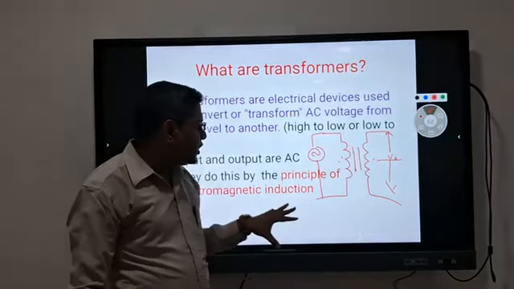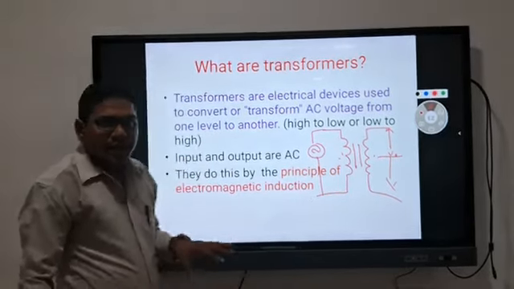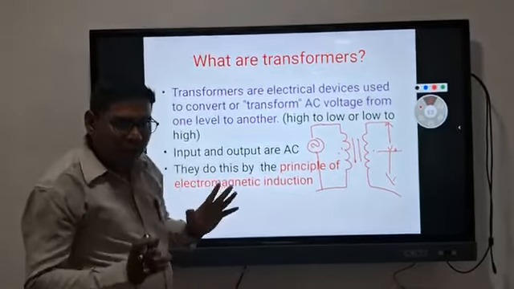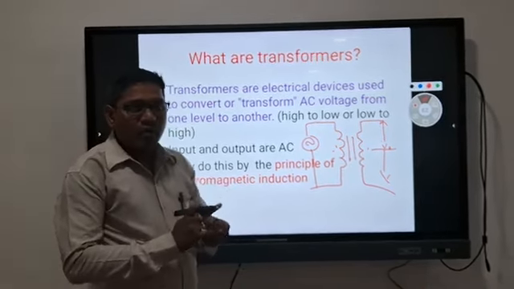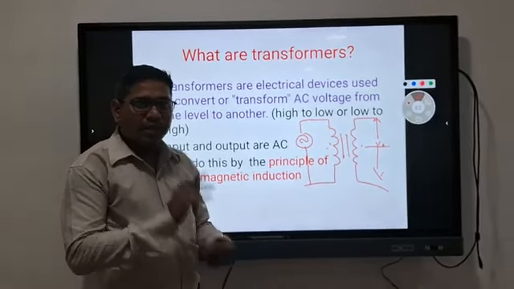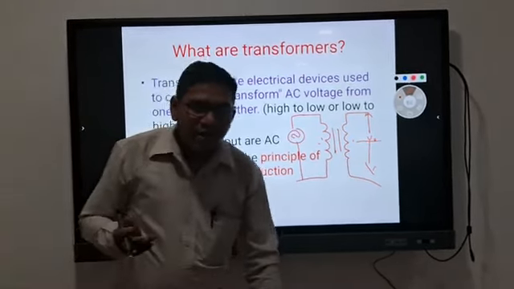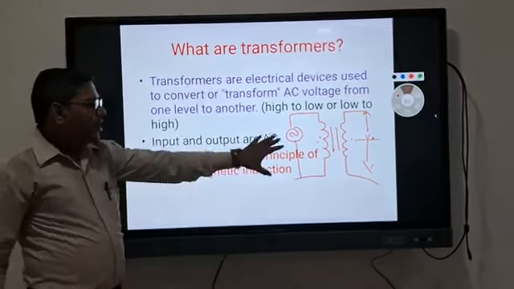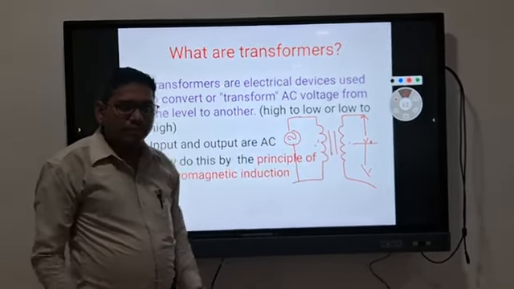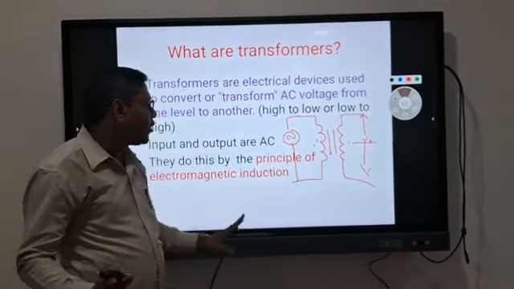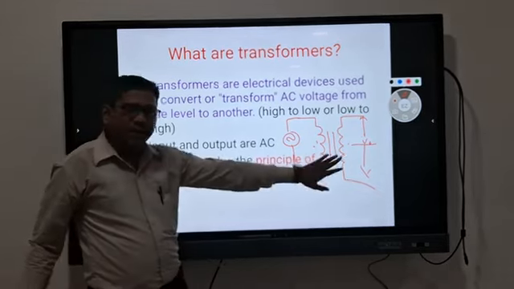Achha. Next point is, why is this a static device? Why is a transformer a static device? It is because, what do you mean by static? Static means stationary. There is no rotating part. Have you seen any rotating part inside the transformer? No. There is no rotating part. So this one is a static device.